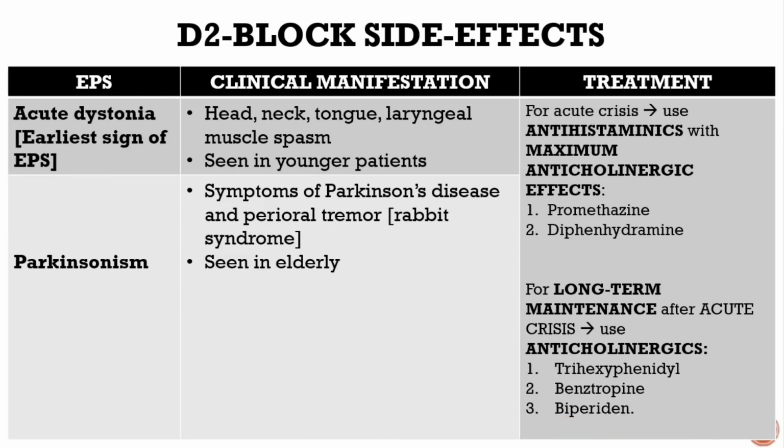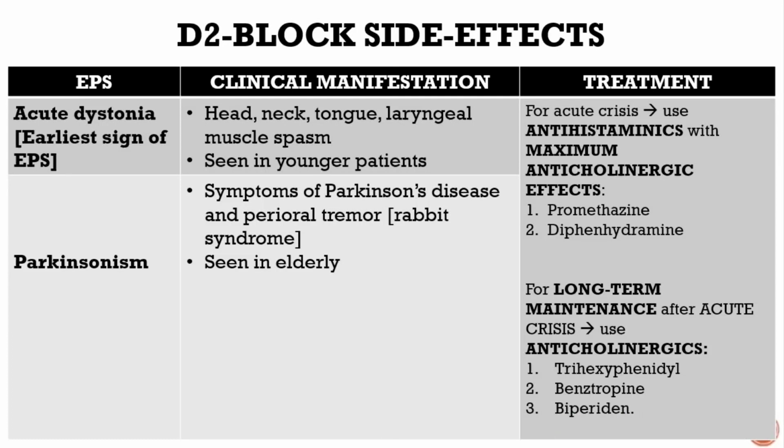So when we come to the treatment of acute dystonia or Parkinsonism, if it is a life-threatening condition, like an acute crisis, we usually use antihistaminics, which have maximum anticholinergic properties also. Because always remember, acetylcholine causes Parkinsonism, and acetylcholine is the enemy of dopamine. Dopamine and acetylcholine are enemies. And that is why in drug-induced Parkinsonism, we use anticholinergics. So if we are having acute severe dystonia or severe Parkinson-related problems, then we can use antihistamines that have anticholinergic property. For example, we can use promethazine, we can use diphenhydramine.